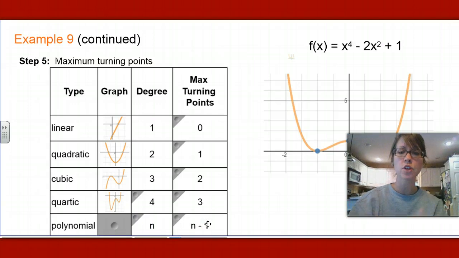Okay, so here's our function that we've graphed with our end behavior, our y-intercept, our x-intercepts. And it has y-axis symmetry. Looks right to me. Does it have the maximum number of turning points, or at least it can't exceed the maximum number of turning points? And that looks pretty good to me.